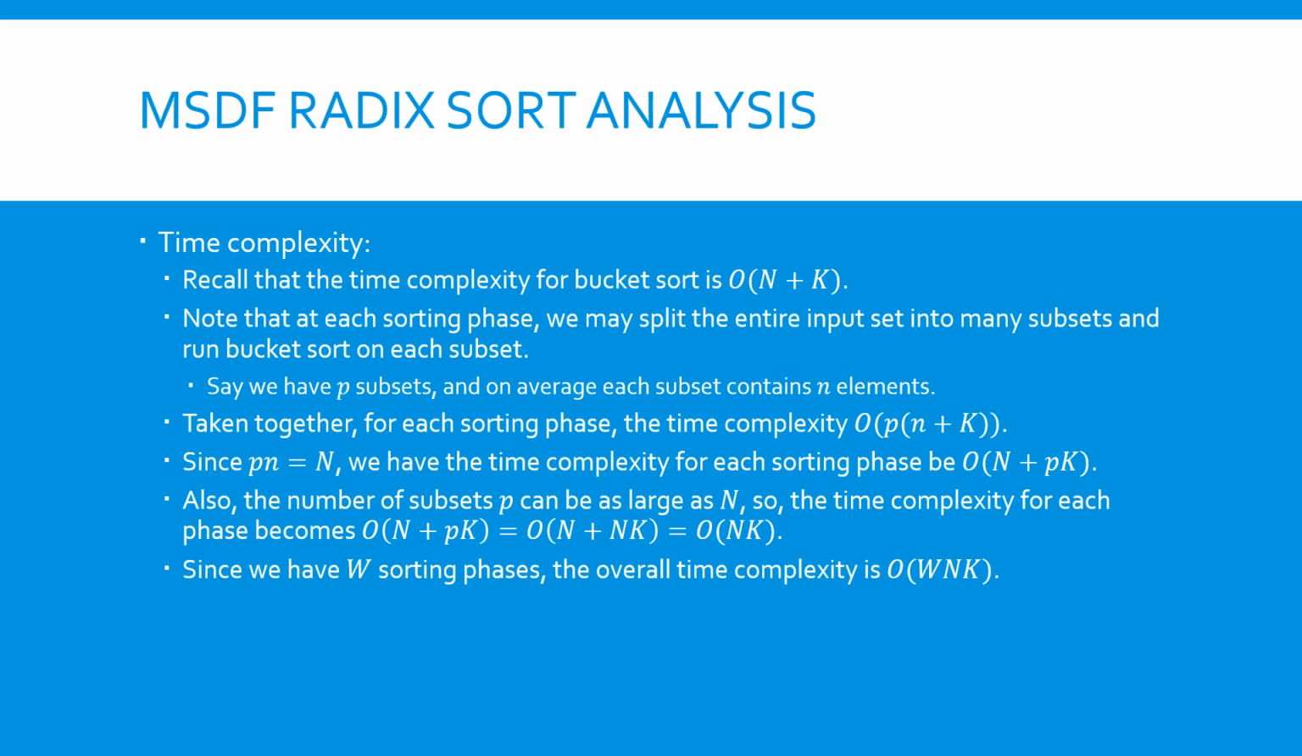To sort p groups, the time complexity becomes O(p times (n plus k)), or O(capital N plus p times k). Because p, the number of groups, is upper bounded by the number of elements N, the above time complexity, O(capital N plus pk), is in O(N times k). In other words, it will take O(N times k) time to sort each position. Given that the algorithm contains W phases, the time complexity of the MSDF Radix sort algorithm is O(W times N times k).